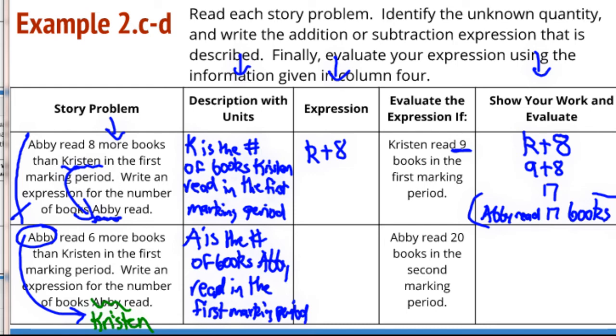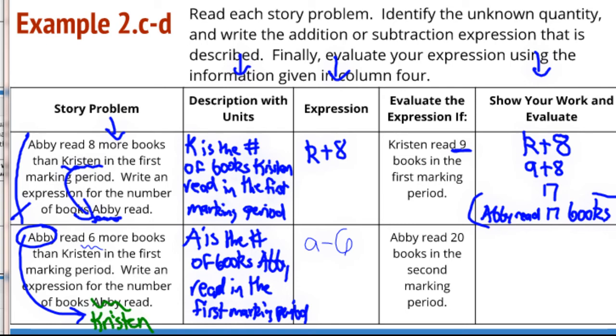Let's see if I can adjust this just a little bit so the pin isn't quite so big. All right, and it says here that Abby read more than Kristen. So Kristen read less than Abby. So whatever Abby has, I need less than that to get to Kristen. And it says Abby read 6 more. So I'm going to take what Abby read and reduce it by 6 to find Kristen.